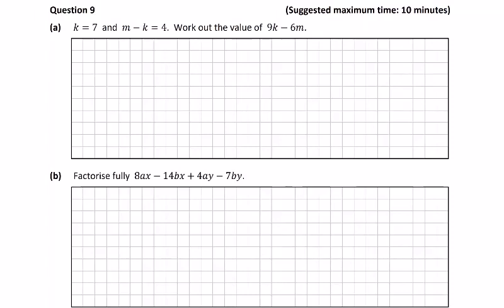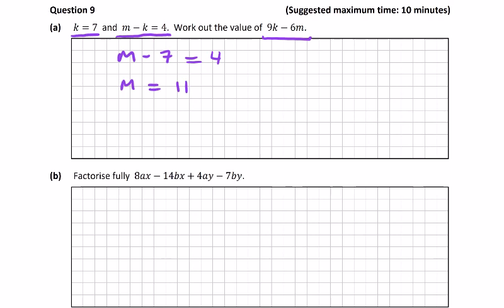Question 9, just substitution for part A. We're given k is 7 and m minus k is equal to 4. We're asked to work out 9k minus 6m. Well, if k is 7, m minus 7 equals 4, so m is equal to 11.